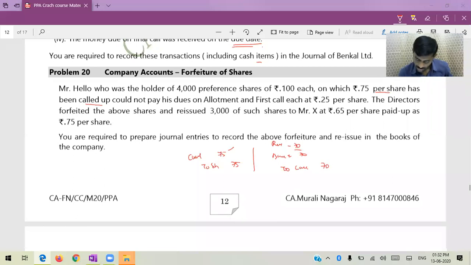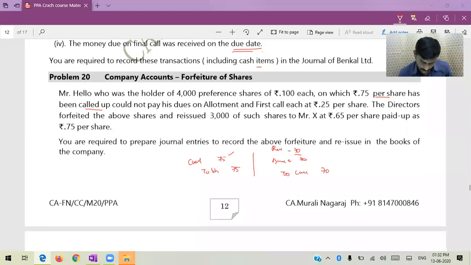Now let us go further. He could not pay his dues on allotment and first call, each 25 rupees. On allotment 25 plus first call 25, so 50 rupees he has not paid. That means only 25 rupees he has paid. Only how much he paid? 25 rupees alone he has paid.